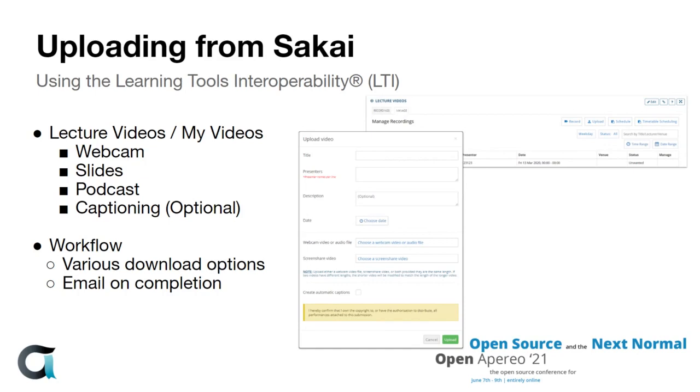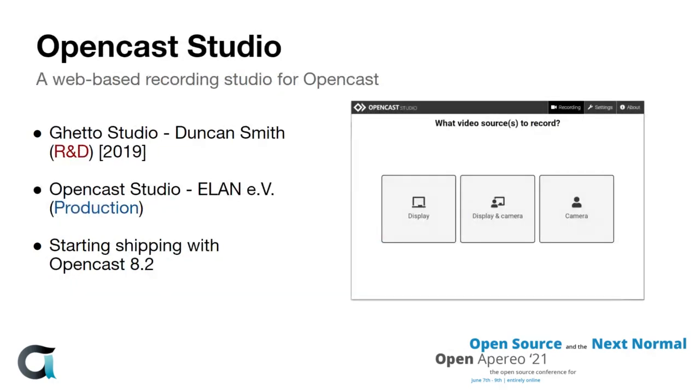Opencast Studio was first developed in 2018 and then presented at the Opencast Summit in 2019 by Duncan Smith, my colleague at UCT. That was more of an R&D test case scenario. We are very lucky that Ilan took up the mantle in 2020 and produced a production version of it, which was shipped in Opencast 8.2. Opencast 8 was released in late 2019.